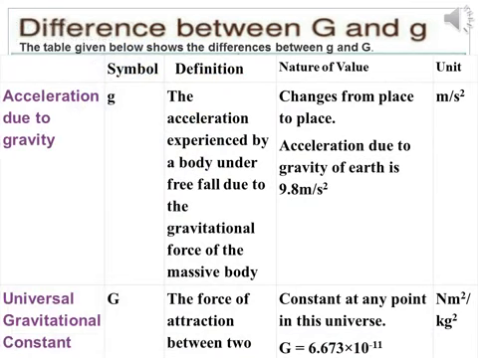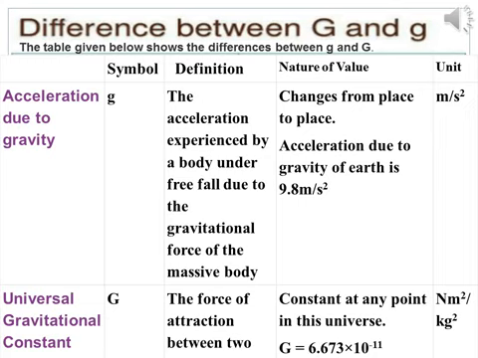Can you answer the question, how can you differentiate between universal gravitational constant capital letter G and acceleration due to gravity small letter g? The table given below shows the differences between acceleration due to gravity small letter g and universal gravitational constant capital letter G. The first point is symbol. Acceleration due to gravity is represented by small letter g, and universal gravitational constant is represented by capital letter G.